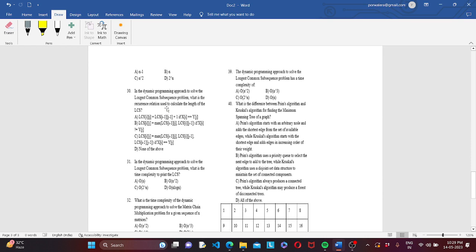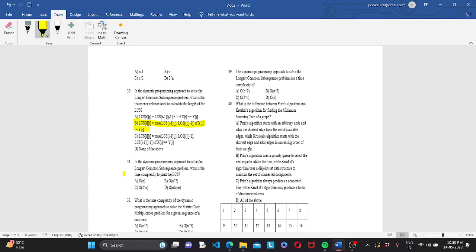In the dynamic programming approach to solve the longest common subsequence problem, what is the recurrence relation used to calculate the length of the LCS? So, longest common subsequence. To calculate the length of longest common subsequence, our option would be B. This approach can be used.